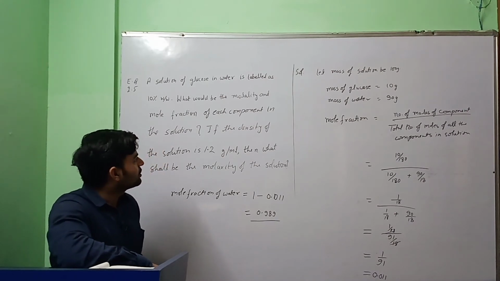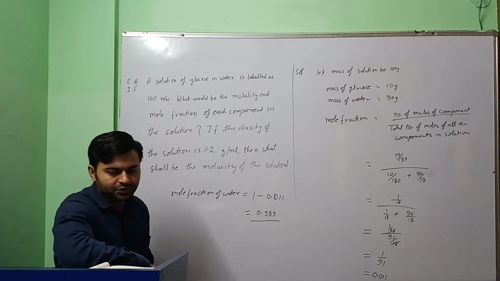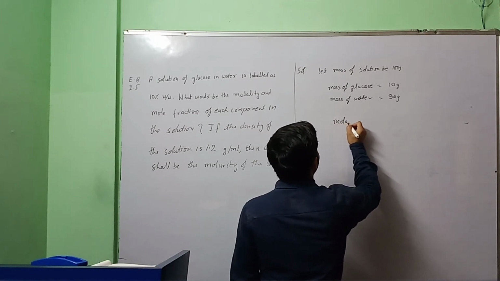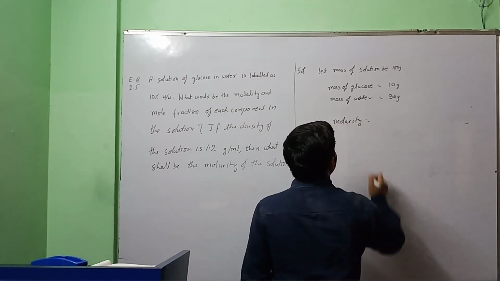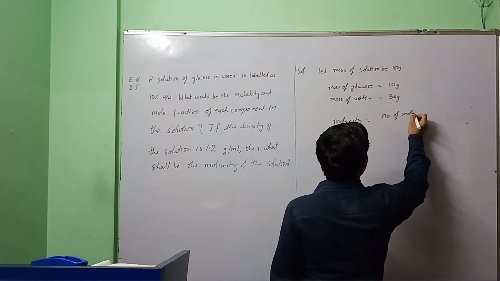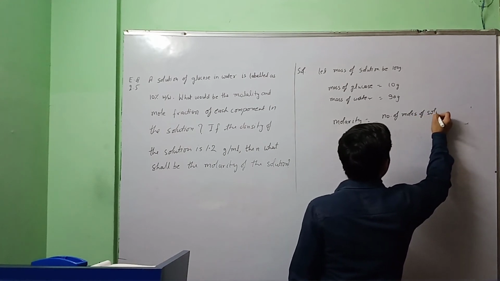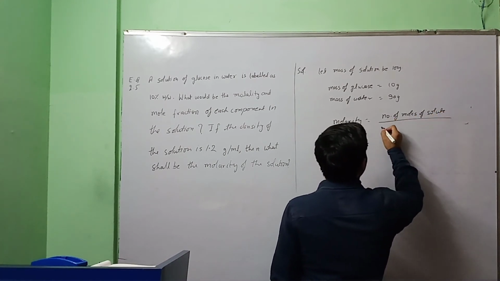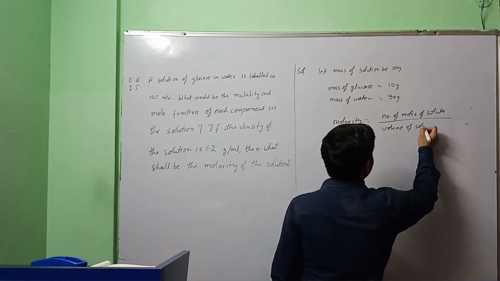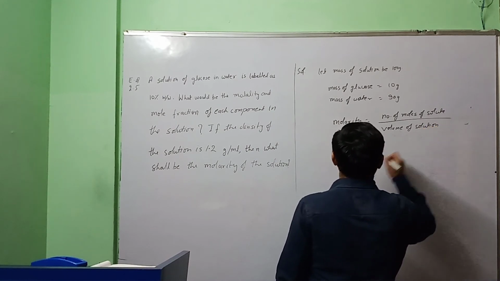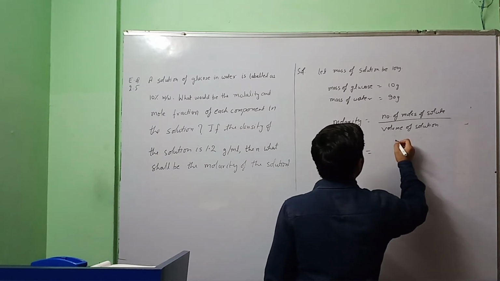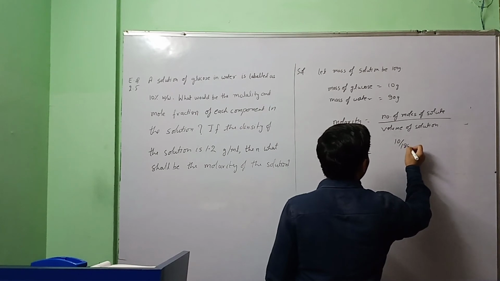And next I will be solving for molarity of the solution. Molarity equals number of moles of solute divided by volume of solution. Number of moles of solute means number of moles of glucose, 10 upon 180.